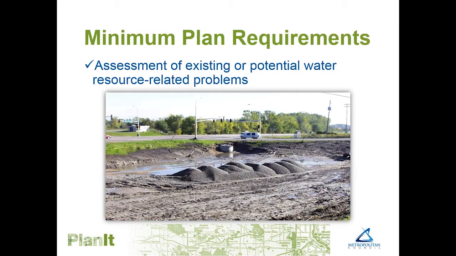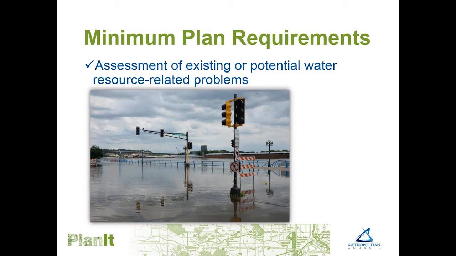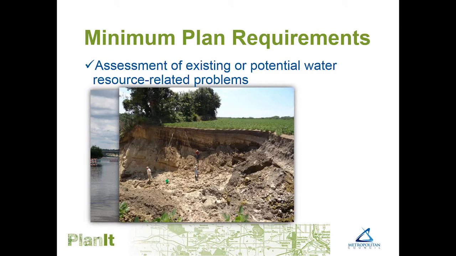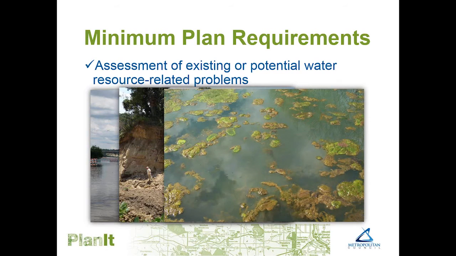Another required plan element is an assessment of existing or potential water resources related problems. The assessment should include a prioritized list of both water quantity or flooding problems and water quality problems. Some examples include areas of standing water after large storms, erosion-prone areas including streambanks, gullies, and ravines, or water bodies with algae blooms or odor problems.